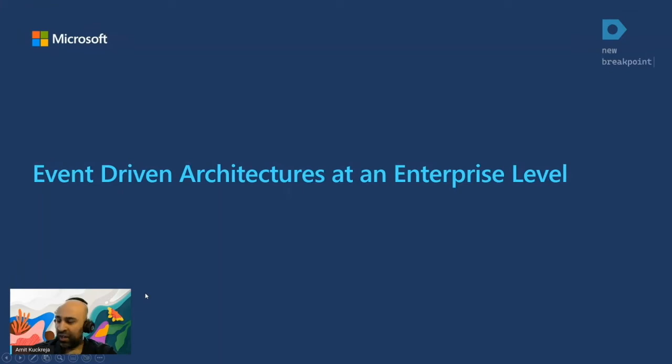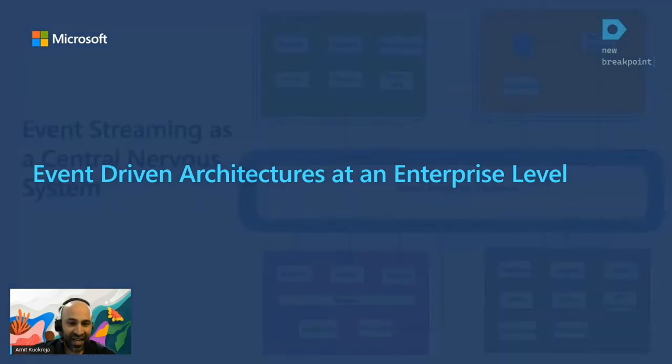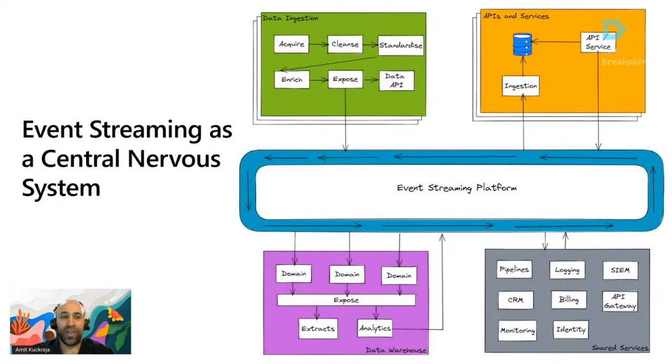Event-driven architectures, I've gone through a number of different patterns. Now, just to step back a little bit further, event-driven architectures at an enterprise level. This is how I view using an event streaming platform as a central nervous system within an enterprise, where you have all sorts of different components integrating with your common event streaming platform across the organization. This would normally have to be maintained by a central team. And you'd have things like data ingestion, your data pipelines, your APIs, services, and applications, your data warehouse down here, and all sorts of other shared services can all integrate and talk a common language in a common way, with common patterns across an organization.